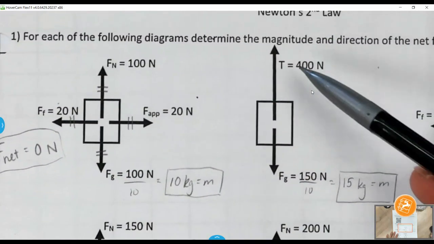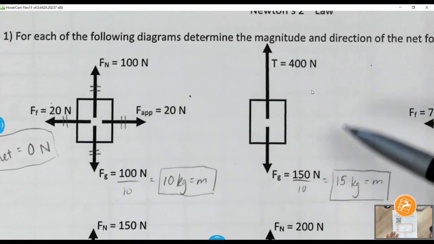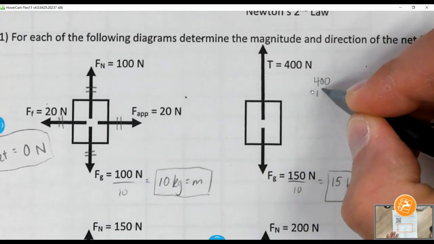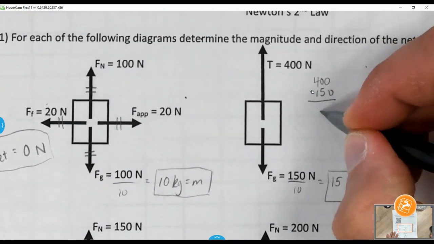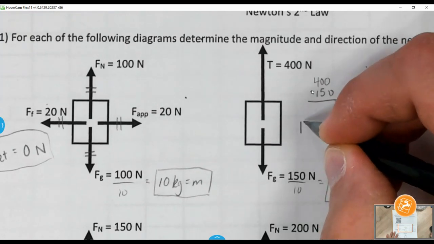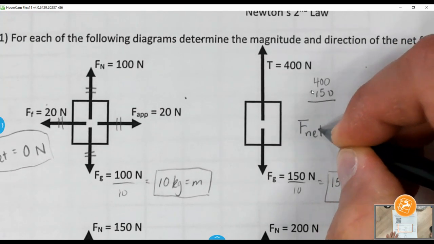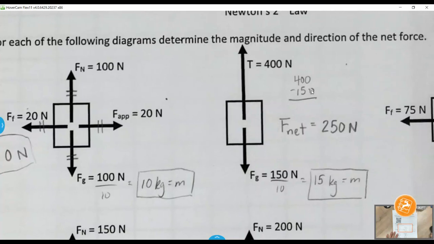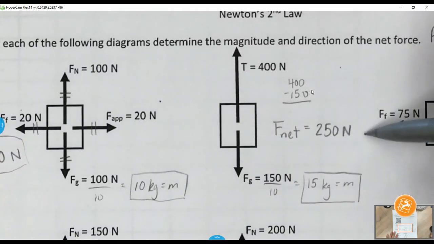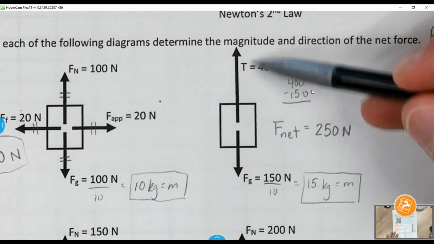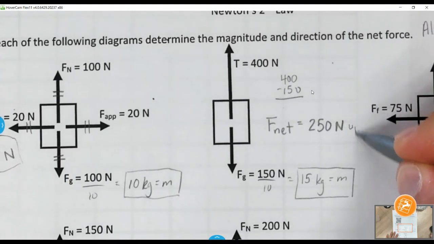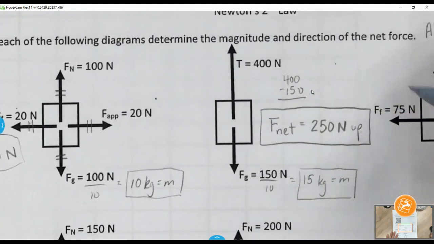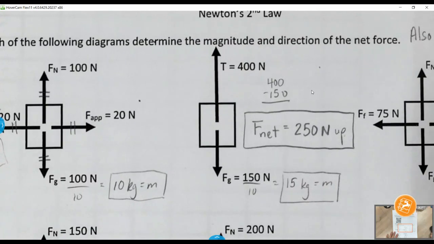But on this one, they have a tension force of 400 and a weight of 150. So these two are in opposite directions. So if they're in opposite directions, we're going to subtract 400 minus 150. It's going to be what, guys? Good. So the net force would equal 250 newtons. And in what direction? It would be up because the direction is going to go in the same direction as whichever was the larger force to begin with. You have to put up to get the full thing.